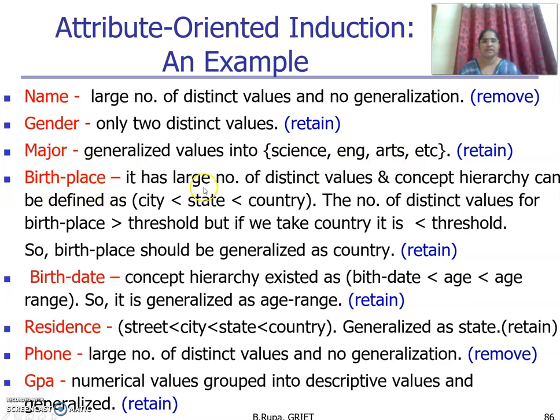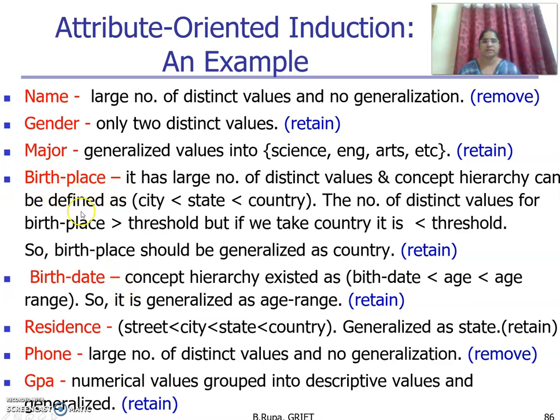For the birthplace, it has a large number of distinct values, and the concept hierarchy can be defined as a place: city, state, and country. The number of distinct values for birthplace is greater than the threshold value. We can take country, which is less than the threshold, so the birthplace should be generalized as a country. We move on to the higher level, and then we can retain this one. Within name we are applying attribute removal, and within birthplace we are applying attribute generalization.